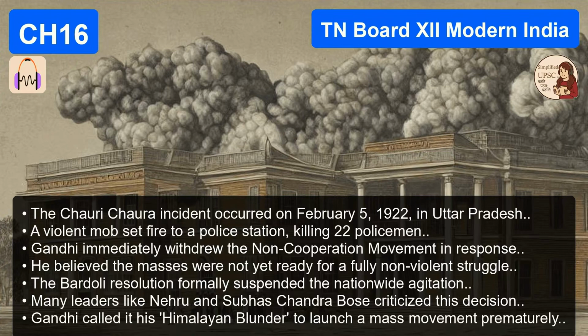And what about the goal of Swaraj? That's a great point. You can link this to a 2019 prelims question about the evolution of Congress goals. During the NCM, the goal was Swaraj, but the definition of Swaraj was still a bit vague. Gandhi had promised Swaraj in 1 year if his program was followed. And that didn't happen.